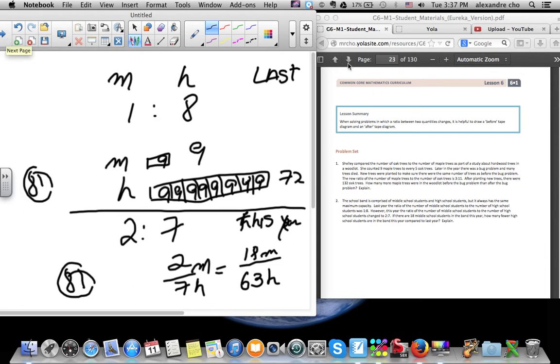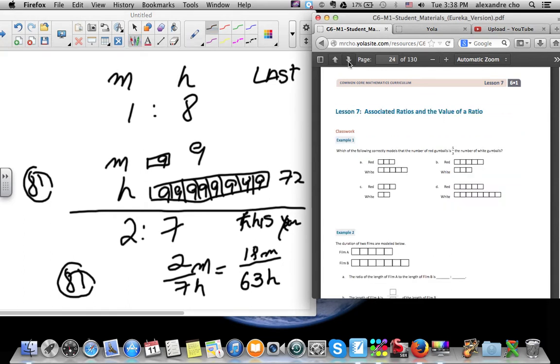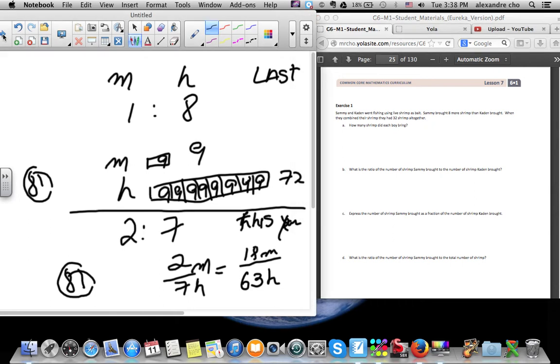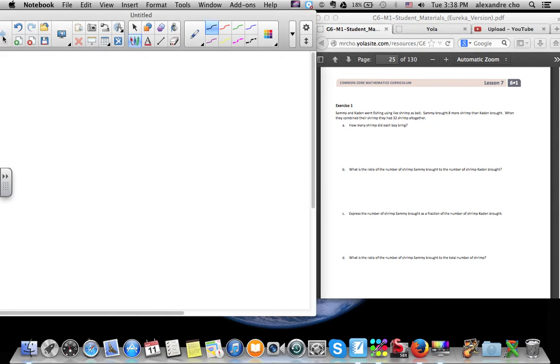Okay, so let's go to page 25. 24, 25, and one more. On page 25, we have 4 questions. Sammy and Caden went fishing using live shrimp as bait. Sammy brought 8 more shrimp than Caden brought. When they combined their shrimp together, they had 32 shrimp altogether. How many shrimp did they each bring?